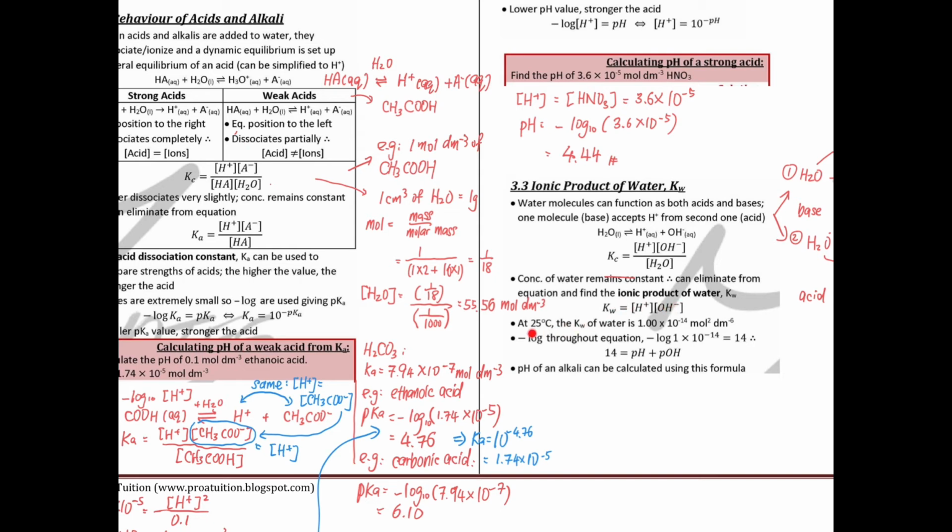Now, why do we want to learn this? Let's continue first. At 25 degrees Celsius, the Kw of water is 1.00 times 10 to the power of negative 14. So this is the Kw at 25 degrees Celsius. If this is the value, then how are we going to use it? Let's say, for example, I put the explanation at the side here.